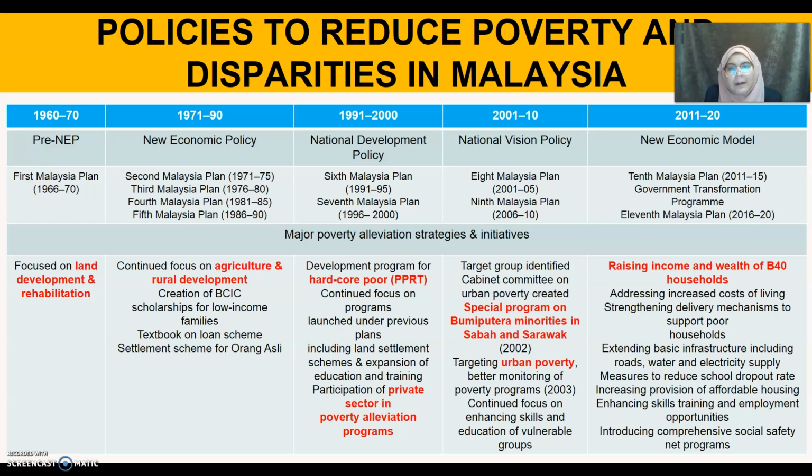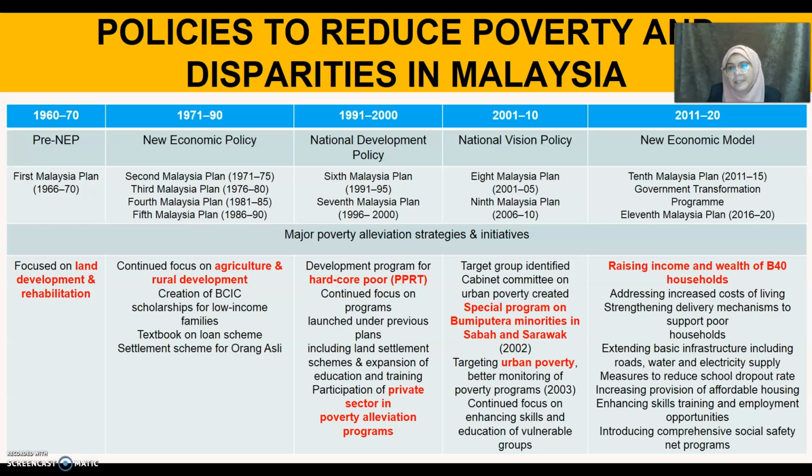Okay, and another 10 years plan, 2001 to 2010, which is the National Vision Policy, where during this time we have the 8th Malaysian Plan and also the 9th Malaysian Plan. For this they focused on poverty alleviation strategies and initiatives. They focus on special programs for Bumiputera minorities in Sabah and Sarawak, in 2002. And during this time they found what they call urban poverty, atau kita panggil sebagai miskin bandar. So they targeted urban poverty, with better monitoring of poverty programs, and of course they continued to focus on enhancing key skills and also enhancing education for the vulnerable groups.